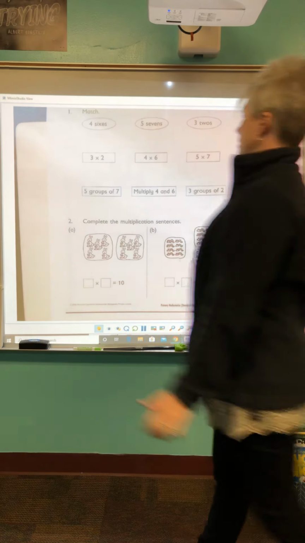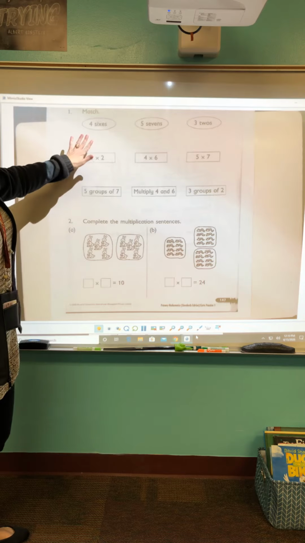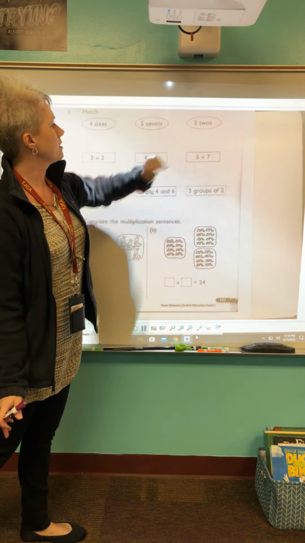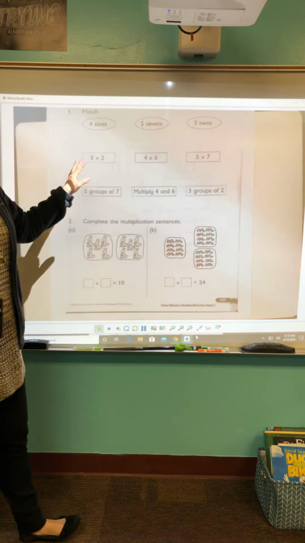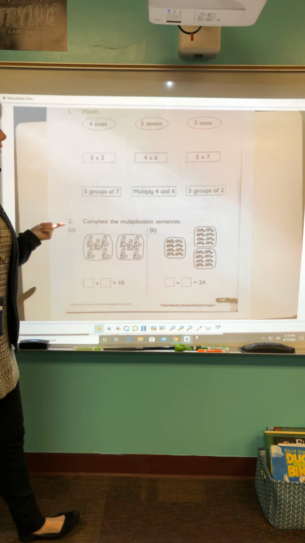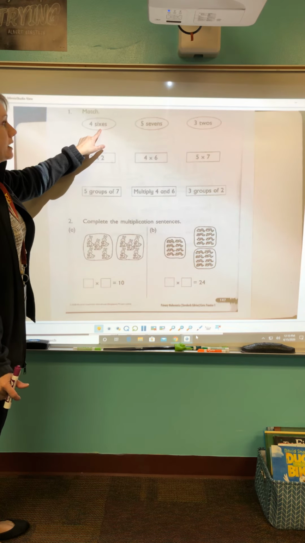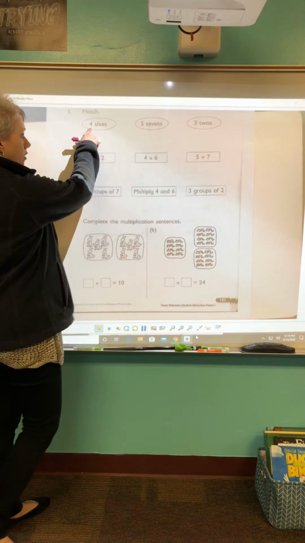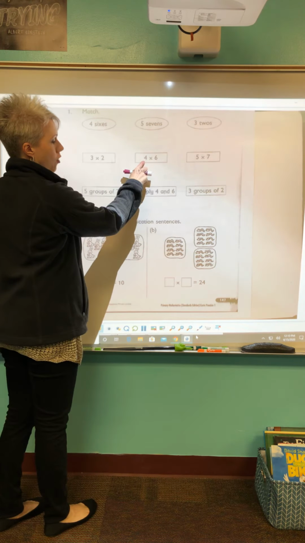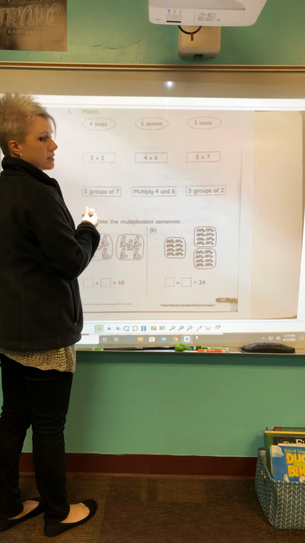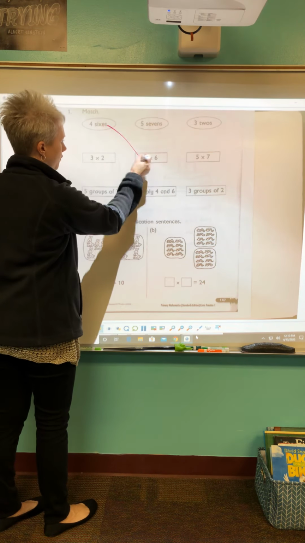All right, for this top part, it says to match. So it's given us 3 things on top, 3 things in the center, and 3 things on the bottom, and we're going to match these all up with what we have learned. So we know that 4 sixes is 4 groups of 6. So 4 sixes is the same as 4 times 6.